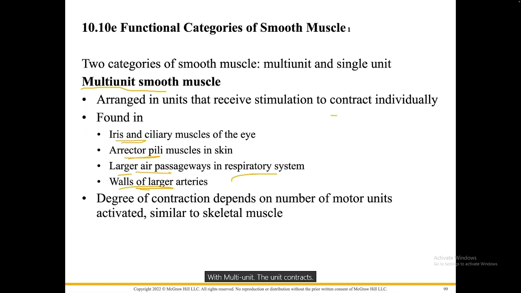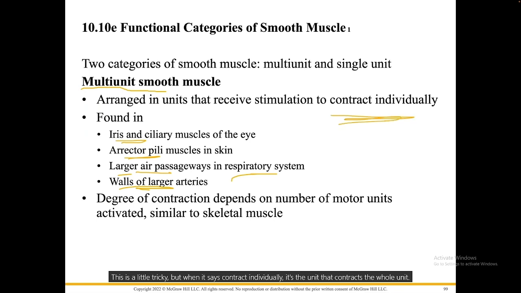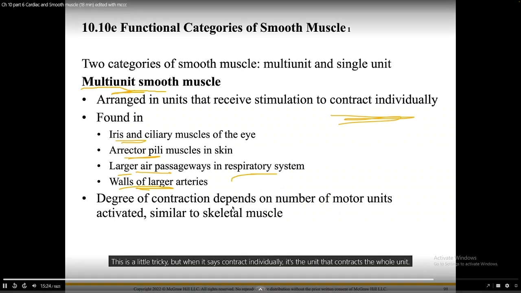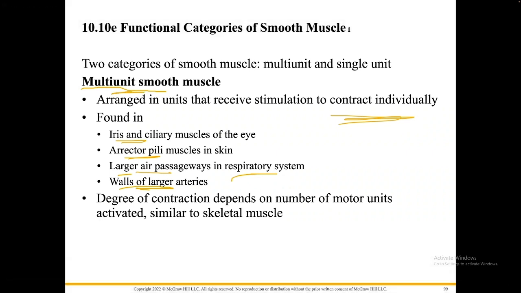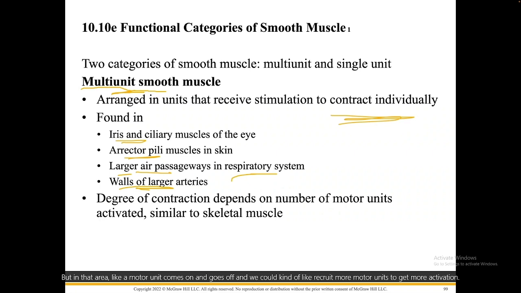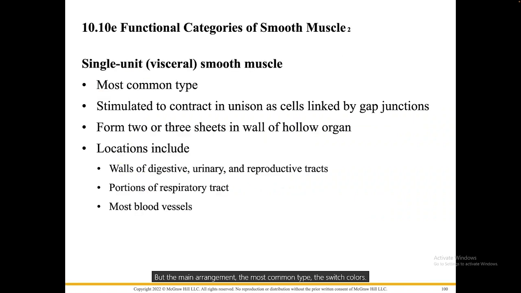With multi-unit, this is a little tricky. But when it says contract individually, it's the unit that contracts. The whole unit in that area, like a motor unit, comes on and goes off. And we could recruit more motor units to get more activation. But the main arrangement, the most common type, is a single unit smooth muscle.